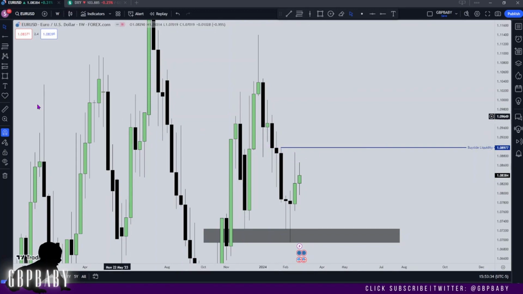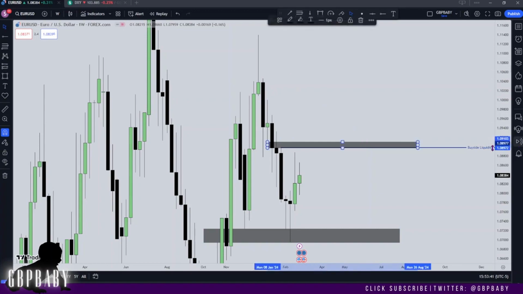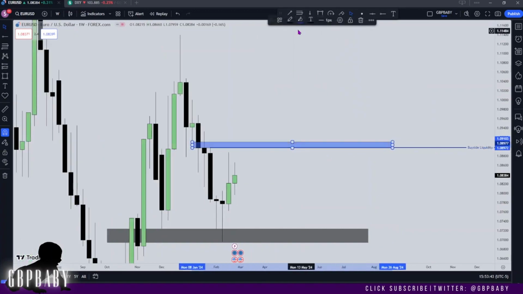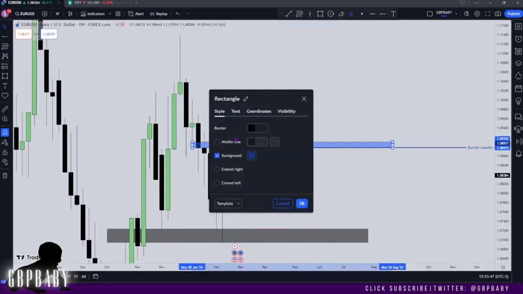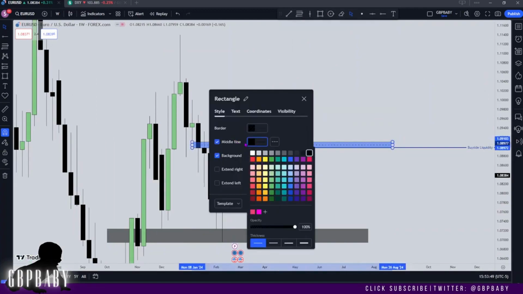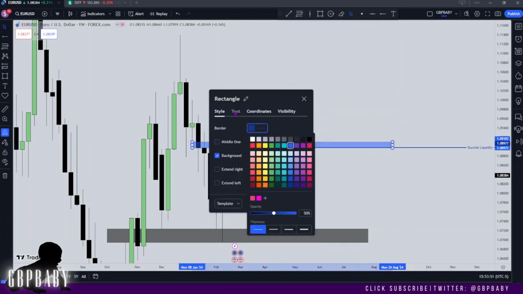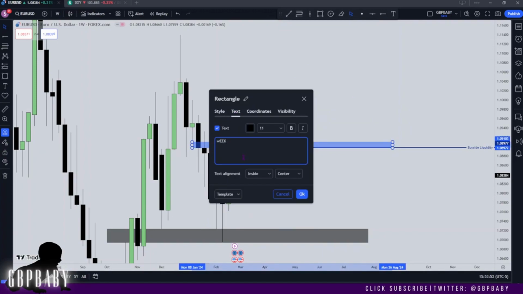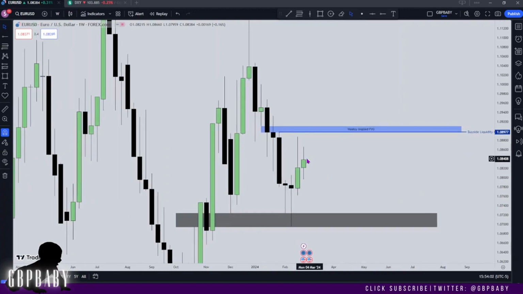Implied fair value gap, I'll show you, just above there, right here. This is our implied fair value gap. So price may want to draw to that on the weekly. So I'm going to get that drawn out in blue. We don't want a middle line. And I'm just going to write weekly implied fair value gap, that's fine. So again, price may want to draw into that, and then we have a bearish order block as well.